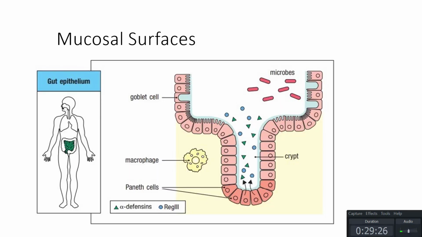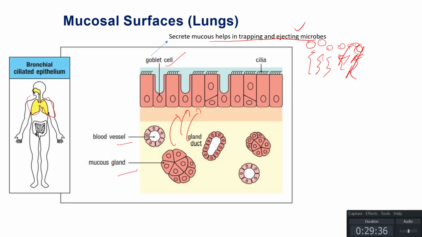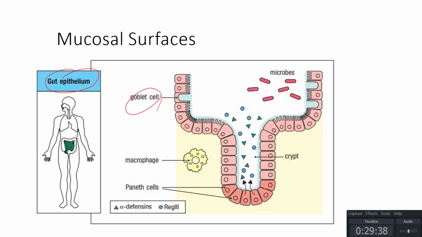So next is the gut epithelium. Gut epithelium is quite different from the other epithelia. It has goblet cells, which, as we already stated, secrete mucous membrane components. But one special thing in the gut epithelium is the Paneth cells. Paneth cells secrete alpha defensins and REG3, which are helpful in pathogen elimination.